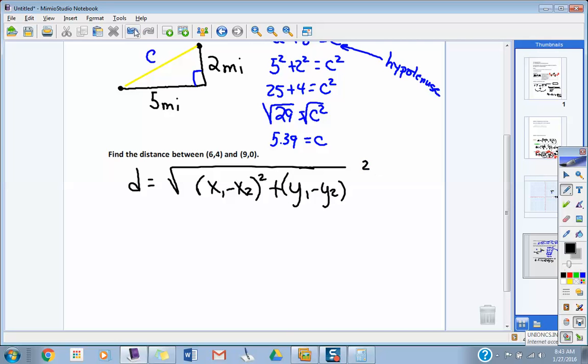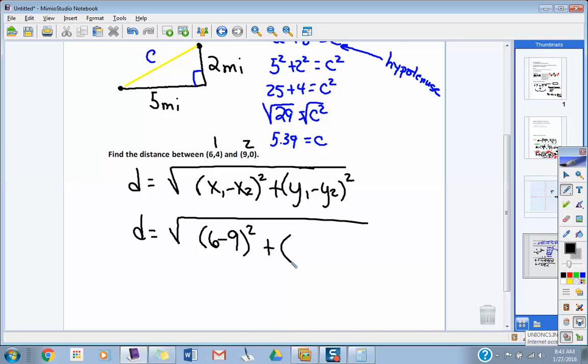I think it's to your advantage to fill everything in first, okay? So this is my point 1, (6, 4), this is my point 2. So let's go with this. The distance of that line equals the following. All right, what are you plugging in for x1, kids? 6. What are you plugging in for x2? All to what power? What's going in for y1? 4 minus 0, all to the second power, right?